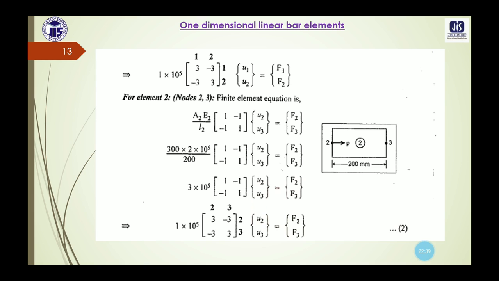Next, for the element 2, we need to apply the same formula of the finite element equation. Corresponding to this element 2, we are having the nodes 2 and 3. So the nodal displacements will be U2 and U3, and the force vectors will be F2 and F3. So corresponding to this element 2, we can form this finite element equation. If we put all the values of the area, Young's modulus and length in this equation, then after several steps we are getting this equation number 2 here.